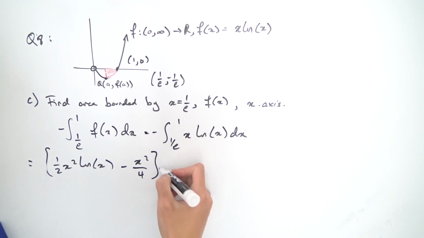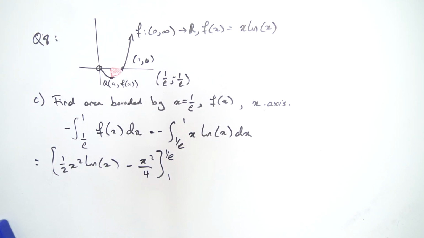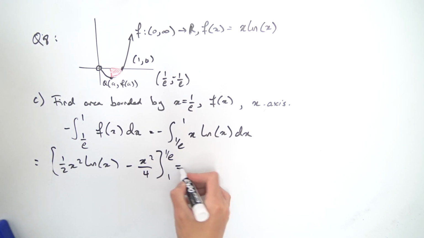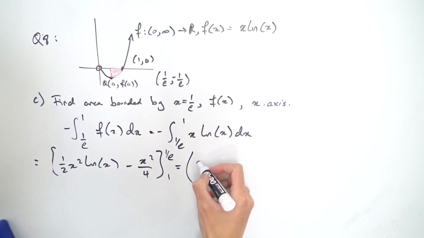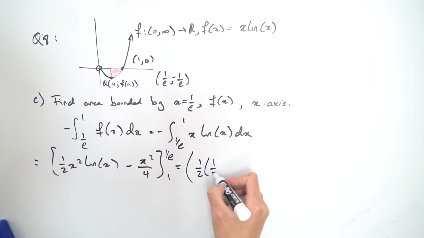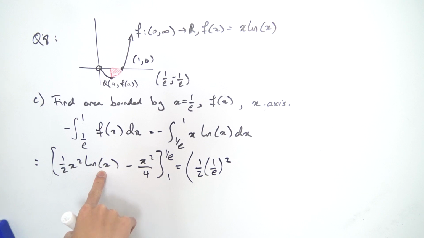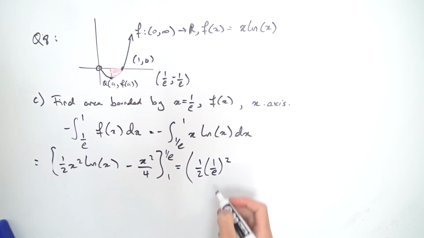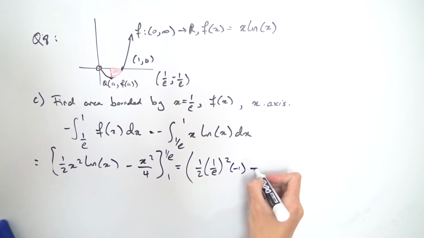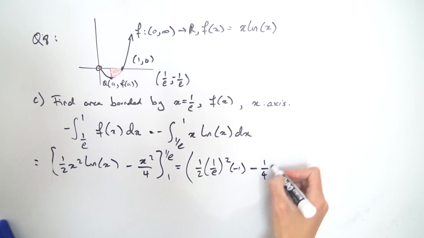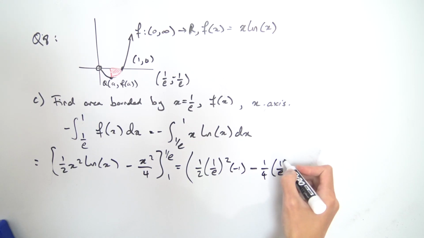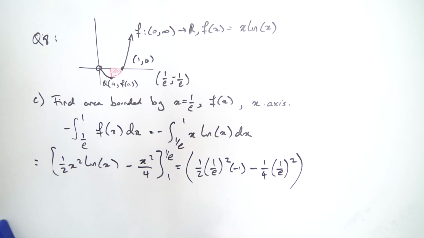So now we have the integral from 1 to 1 over e, and now it's simply a matter of subbing in these bounds. So let's figure out the bounds at 1 over e. Plugging in 1 over e into here, we get 1/2 times 1 over e squared. Natural log of 1 over e, we know from before that it's equal to -1, so -1 like so. And then we have a minus. If you plug 1 over e into here, you get 1/4 times 1 over e, but the whole thing's squared. So that's the first part of integration.